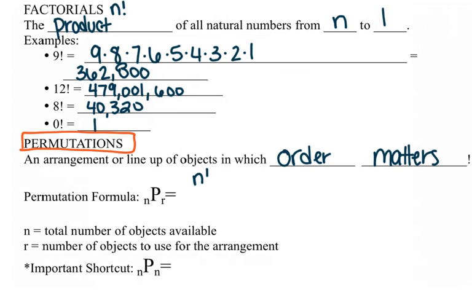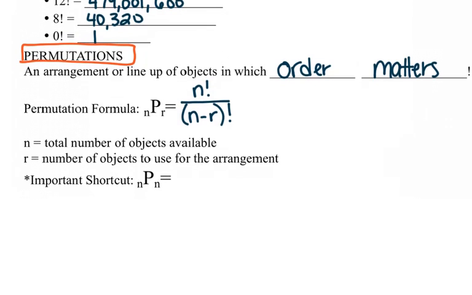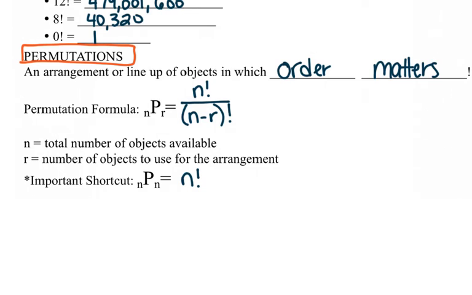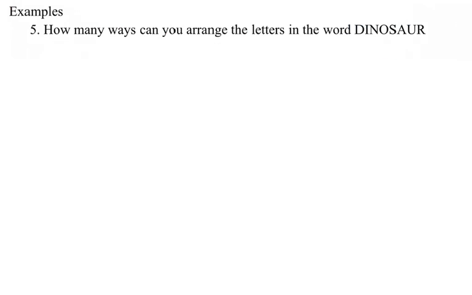Okay, so here's the formula for permutation. It's n factorial divided by n minus r factorial. And I'll show you what I'm talking about in just a minute. N is the total number of objects available, and r is the number of objects to use for the arrangement. And we'll do some examples because I know that means nothing. So if you ever have a permutation and you're doing nPn, then you're really just doing n factorial. Alright, I know that makes 0 sense, so let's do this.